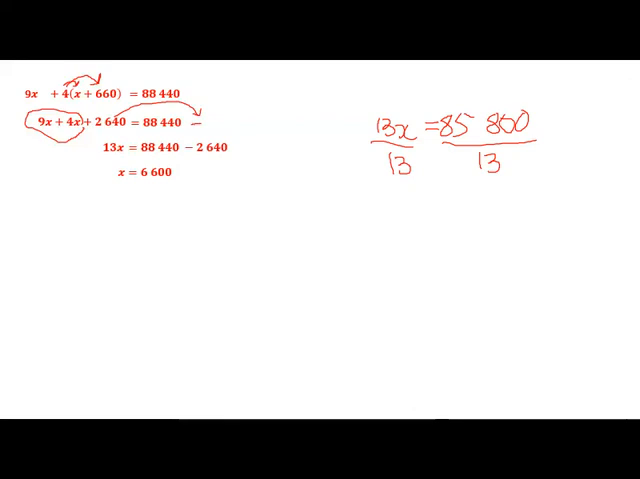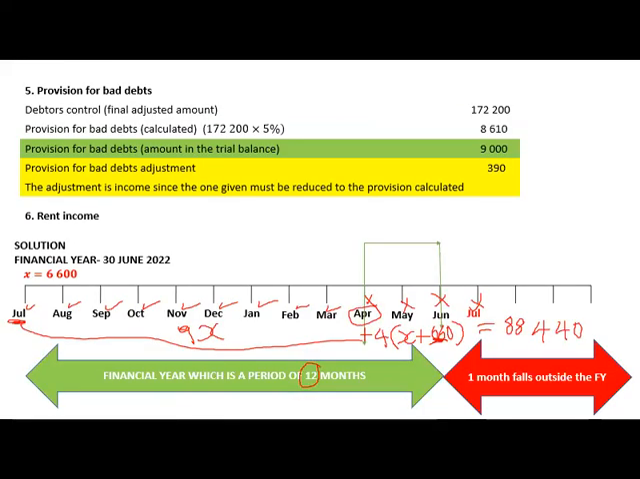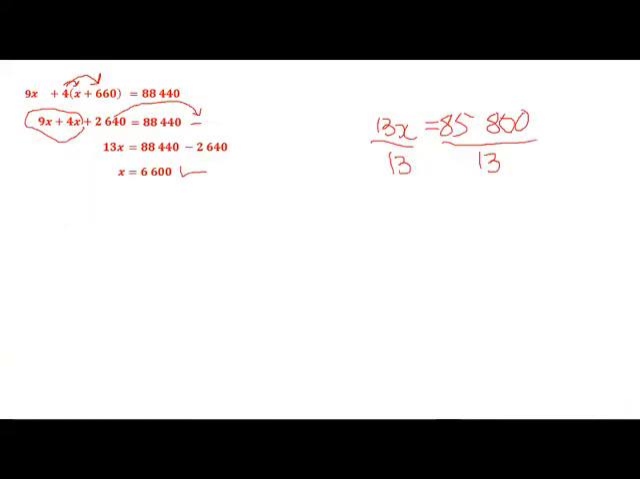But I need you to understand this 6,600 is the x. And when you look at the timeline, the x is the rent that we were receiving per month before the increase. So it was 6,600 before the increase. But how much is rent after the increase? It will be 7,260. How do I get that 7,260? You just increase that 6,600 by 660, which obviously gives me 7,260.